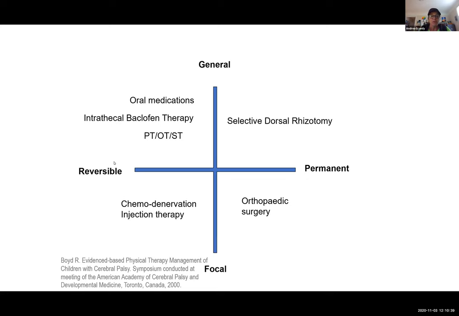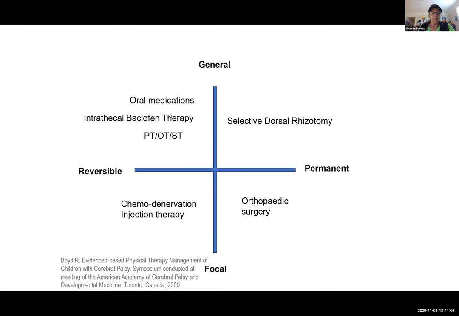If we want reversible interventions, that would be to the left here, and permanent interventions. Now this here, a general intervention for general spasticity that's permanent is selective dorsal rhizotomy. This is primarily, or was primarily, used in the pediatric population. We're not going to be talking about that today. We're going to be talking about all the rest of these here.